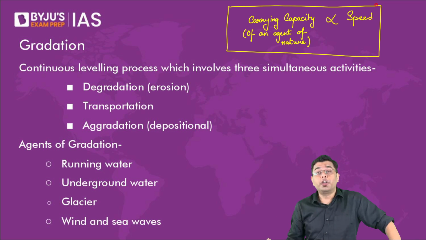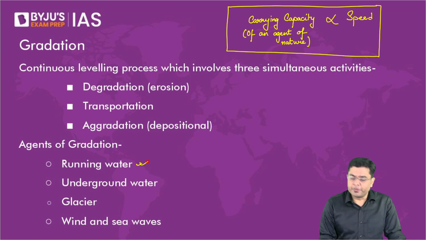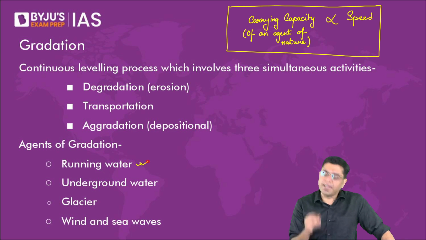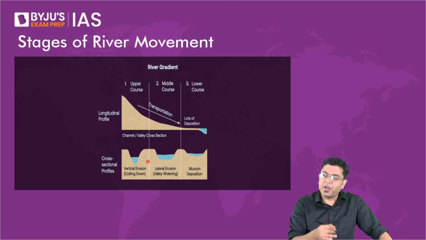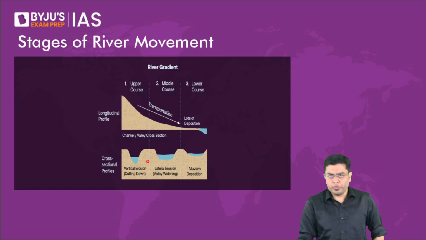That is, when water flows or moves in a river, what are the events that unfold? Now, in the case of running water, first of all, we'll take a look at the stages of river movement, and then we will address the landforms formed by the running water or a river. Now, stages of river movement.